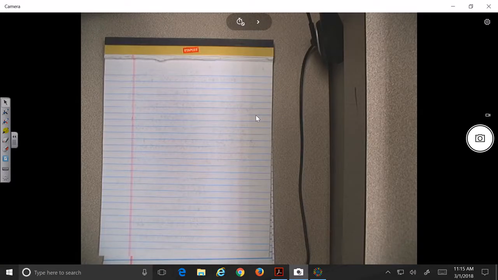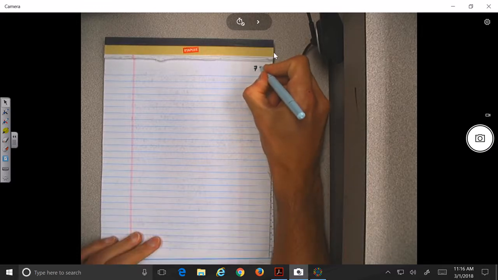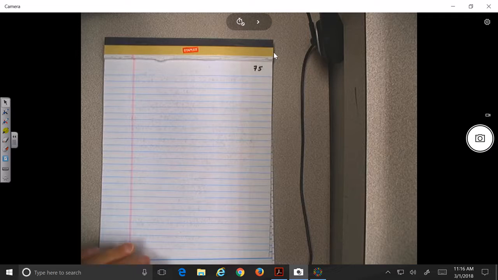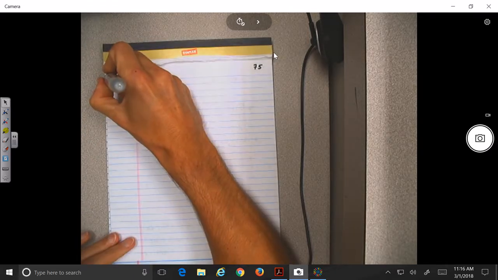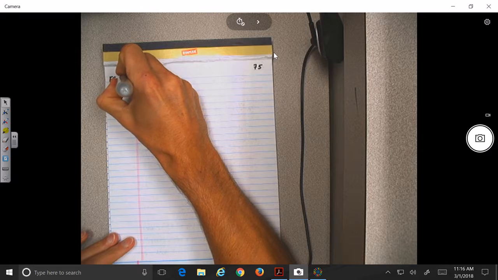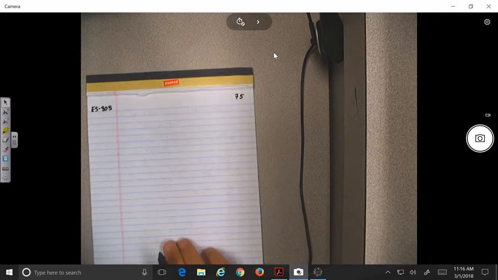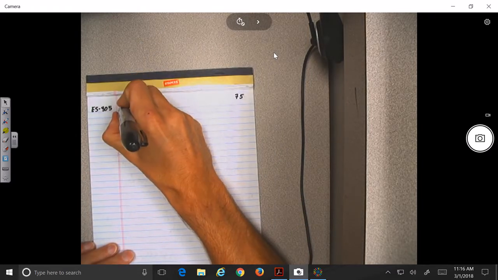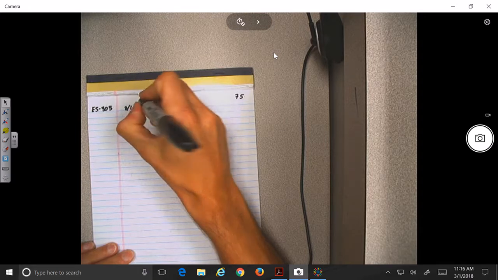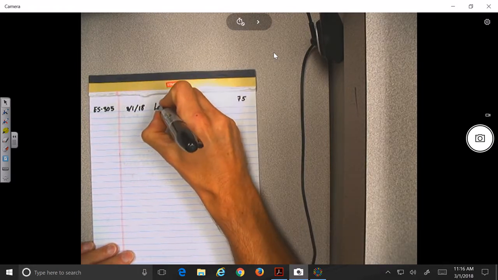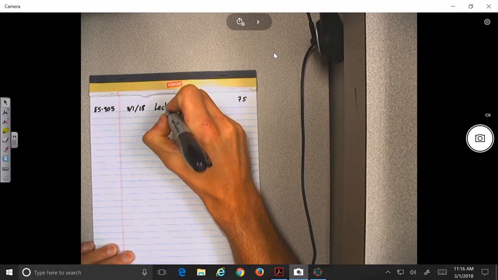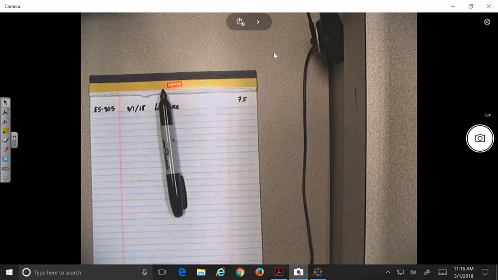Okay, here we go, guys. So let's see, this will be page 75. For thermodynamics, today is March 1st, and this will be lecture 13. Let's double check.